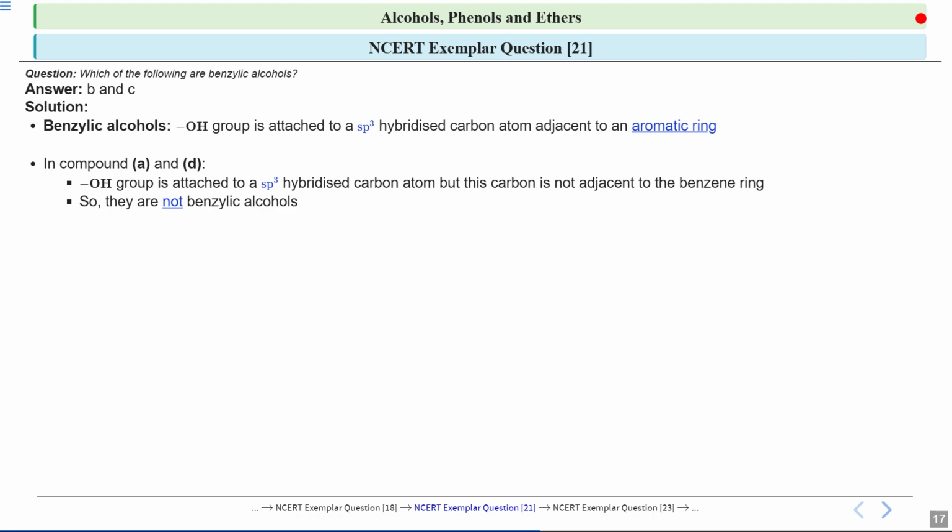If you look at the figures of this question, in A the carbon to which your OH group is attached is sp3 hybridized, so this condition is satisfied. But this carbon is not adjacent to this aromatic ring. If you see, this carbon is adjacent to this CH2 group. But for benzylic alcohols, this carbon should be adjacent to the benzene ring. That is why it is not a benzylic alcohol.